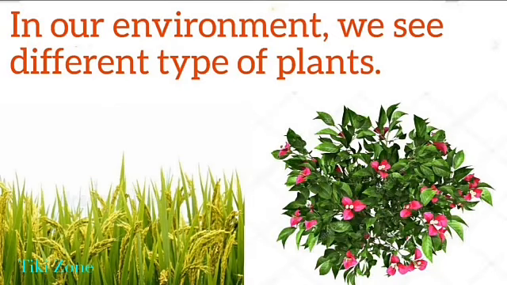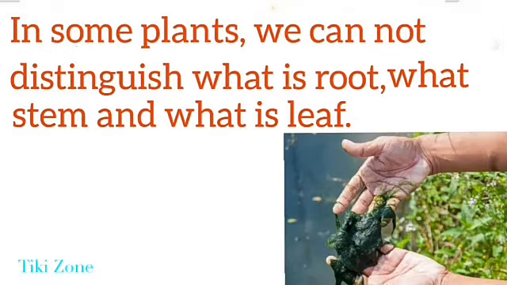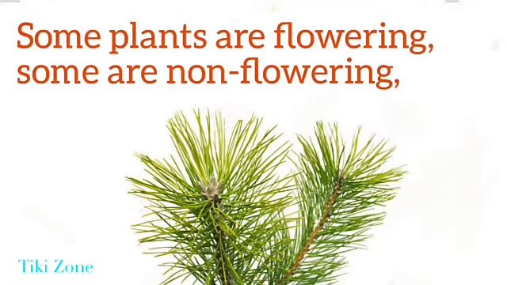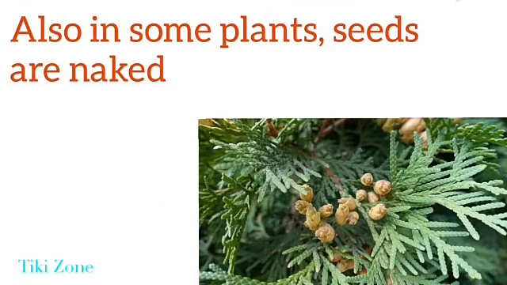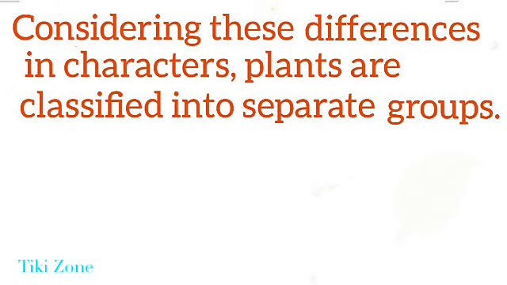Then in our environment we see different types of plants. In some plants we cannot distinguish what is root, what is stem and what is leaf. And some plants are flowering, some plants are non-flowering. Also, in some plants seeds are naked, and in other plants seeds are covered. Considering these differences in characters, plants are classified into separate groups.